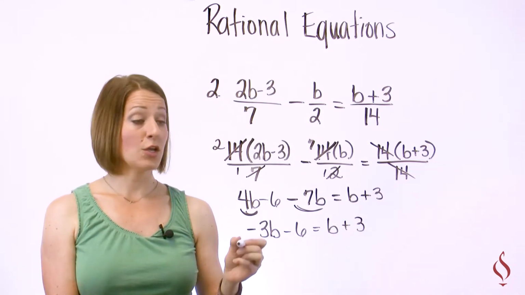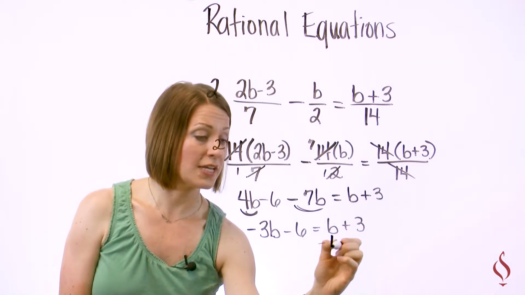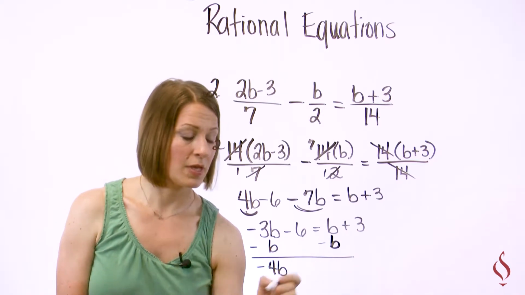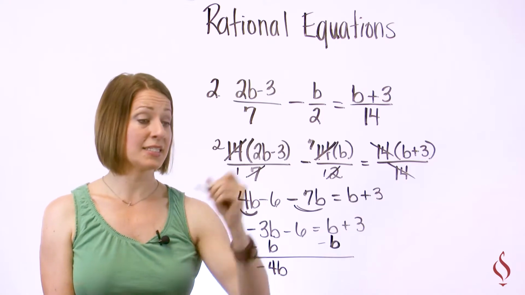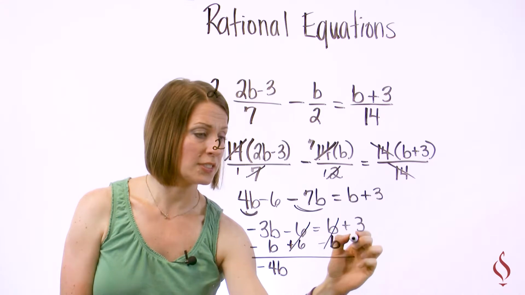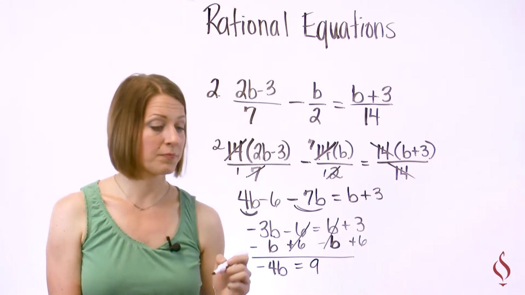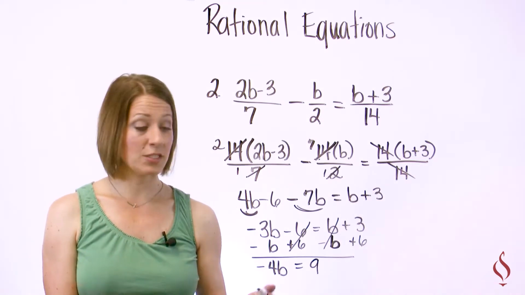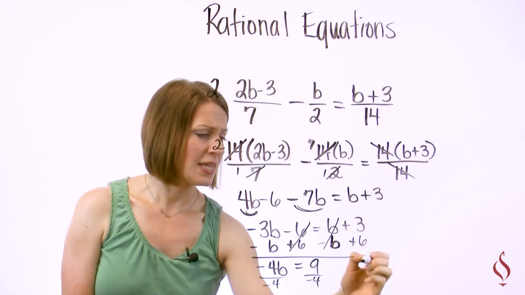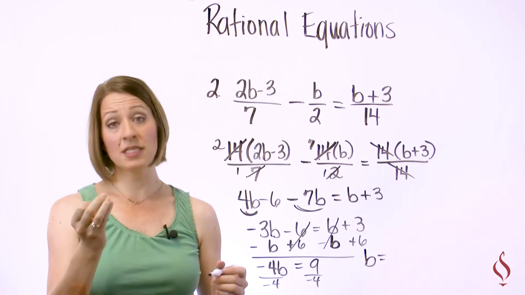Okay. Next, I'm going to subtract the b over to the left side. And then in the same step, I'm going to add 6 to the right side. Let's see, so that crosses out, this crosses out. 3 plus 6 is 9. Now I'm going to divide both sides by negative 4. Okay, that leaves us with b equals, and notice how the negative sign is in the denominator.